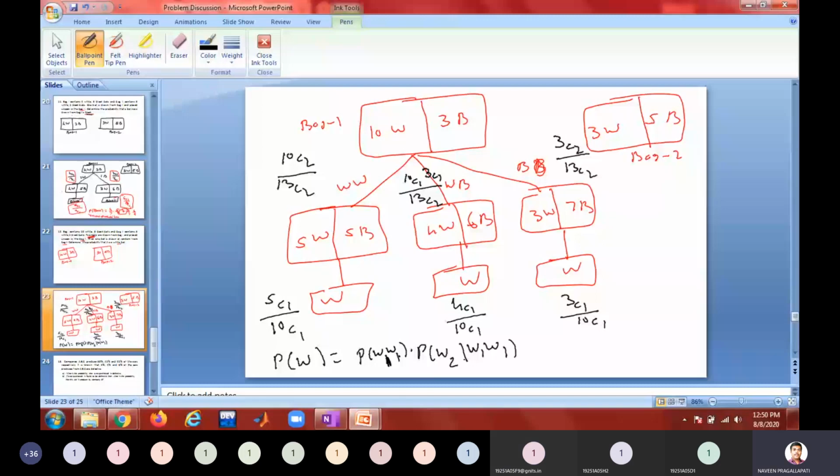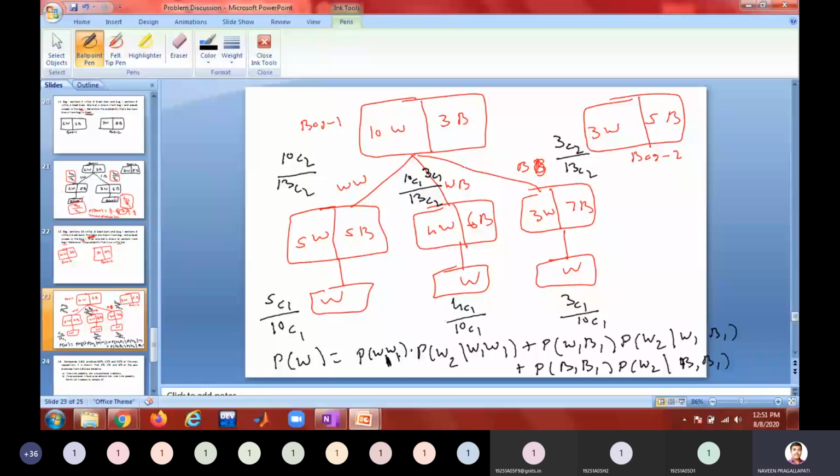probability of a white ball and a black ball in the first bag, into probability of drawing a white ball in the second trial, given that one white ball and one black ball were taken in the first trial, plus probability of black balls in the first trial into probability of W2, given that B1 and B1. That is how we write down the notation. Now you simply find the products and get the answer.